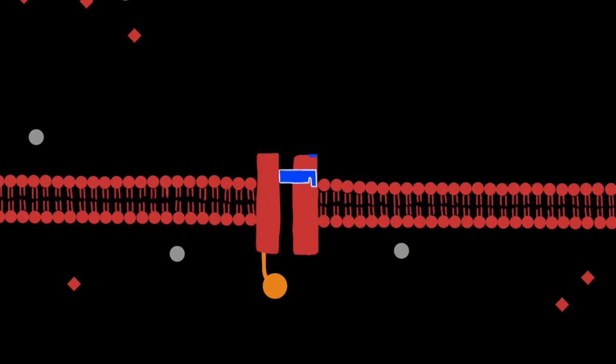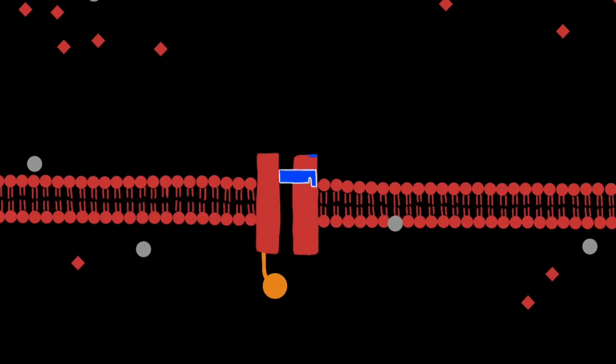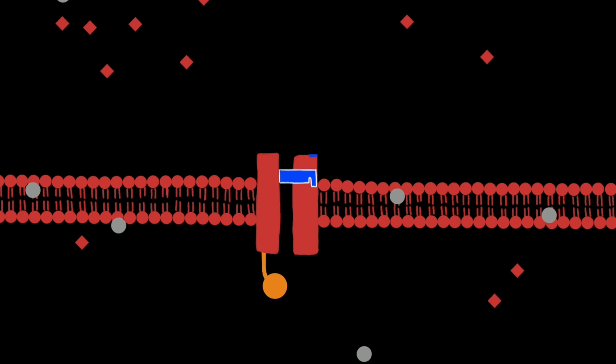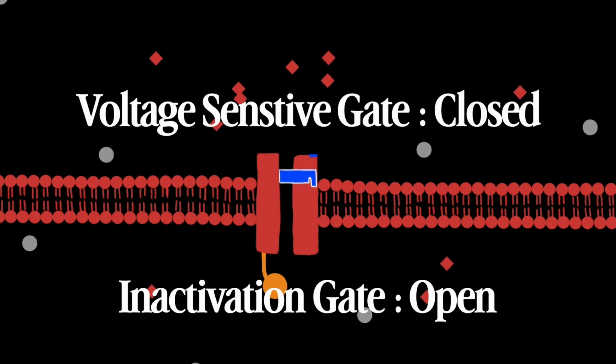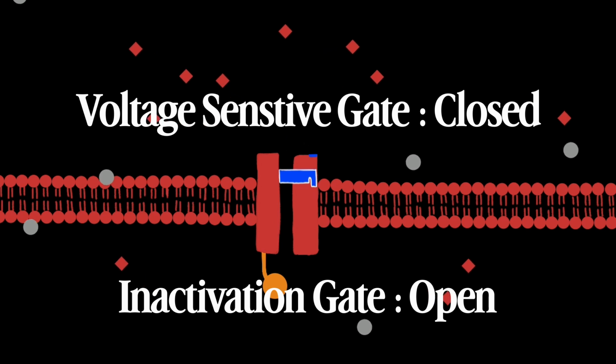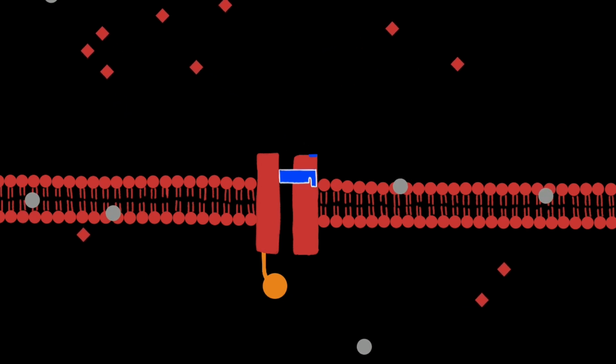For the sake of simplification, we'll observe how a voltage-gated sodium channel works. For these channels, the default state is closed. The voltage-sensitive gate is closed while the inactivation gate is open, and there is no net movement of sodium ions through the channel.